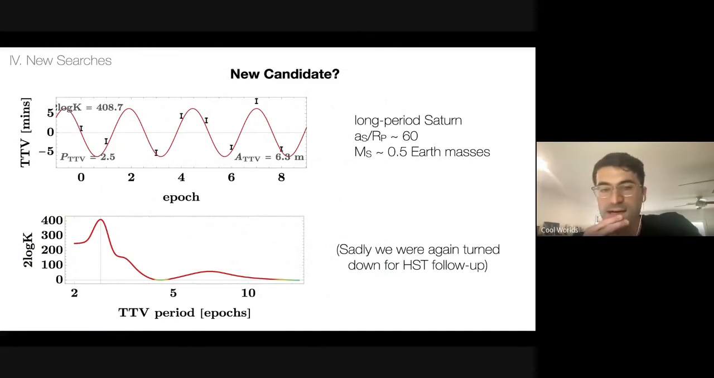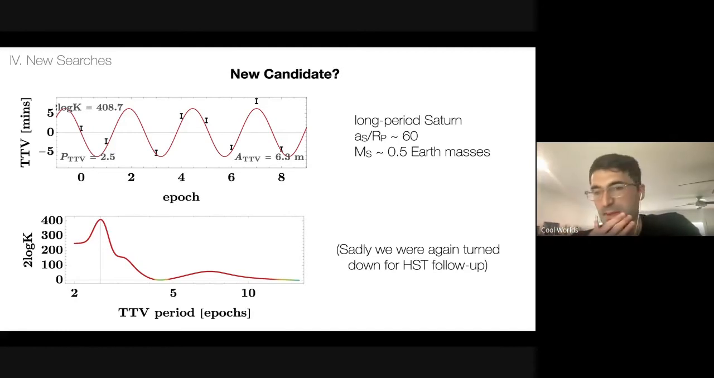We are working on a new candidate found through this method. It's a long period Saturn. It shows a nice high frequency TTV. It's about 6 minutes. It would correspond to about a half Earth mass moon if it was real. We, again, were sadly turned down for Hubble time, so we can't follow it up.